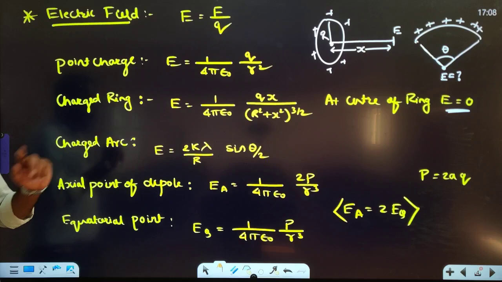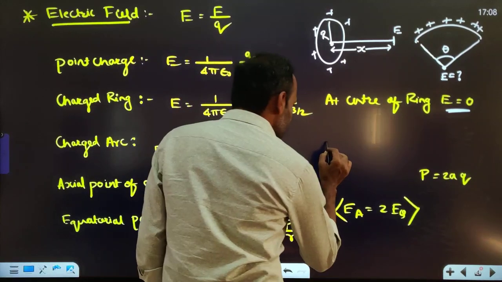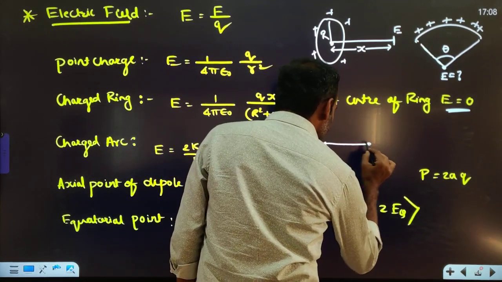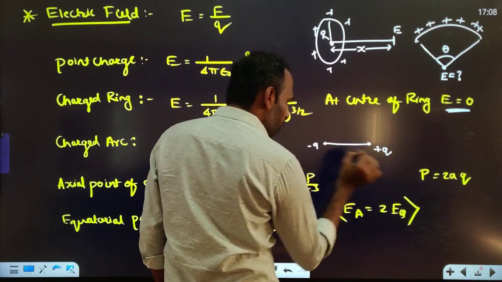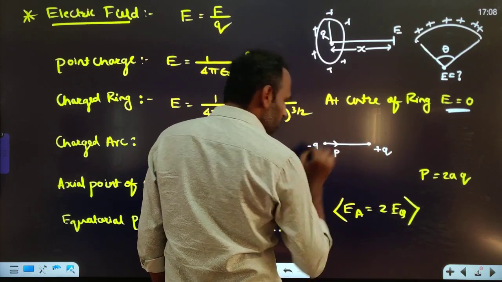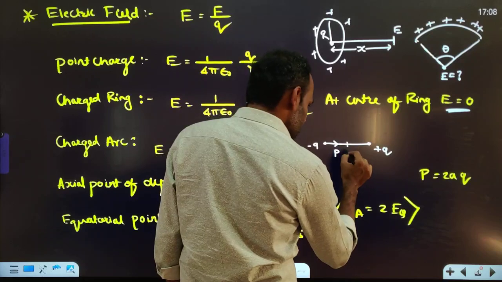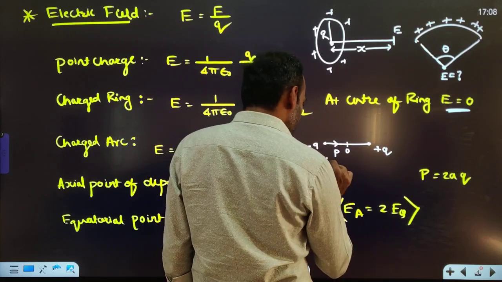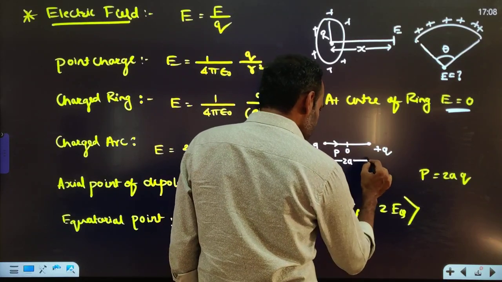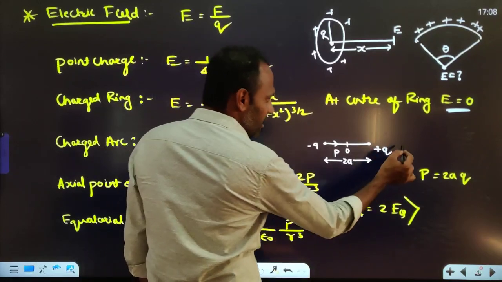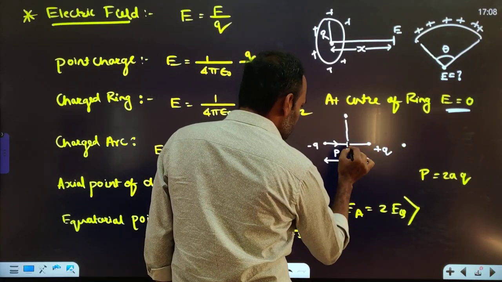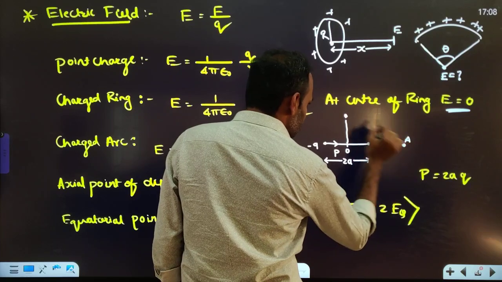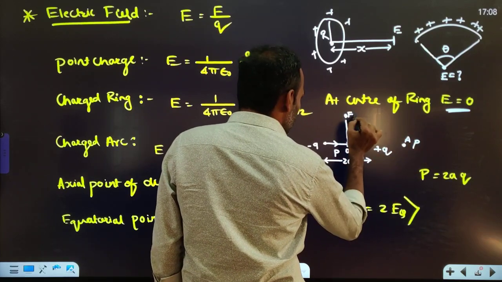Next, axial point dipole. See, electric field at an axial point of the dipole. We know very well what a dipole is. This is minus q, this is plus q. Dipole moment will always be from negative to positive direction. Distances are always measured from the center of the dipole. And the length of the dipole axis is taken as 2a. Here will be the axial point. Here will be the equatorial point. This is the axial point and this is the equatorial point.